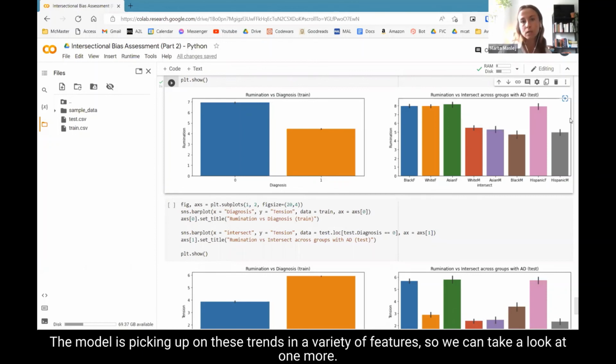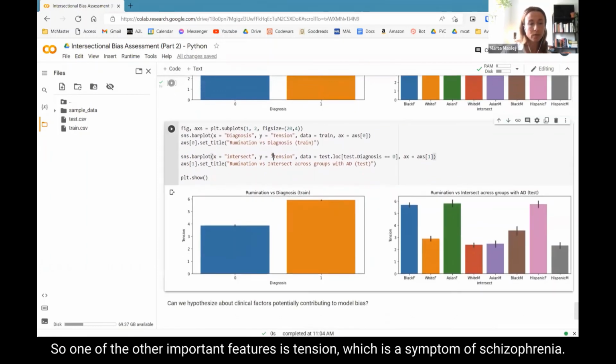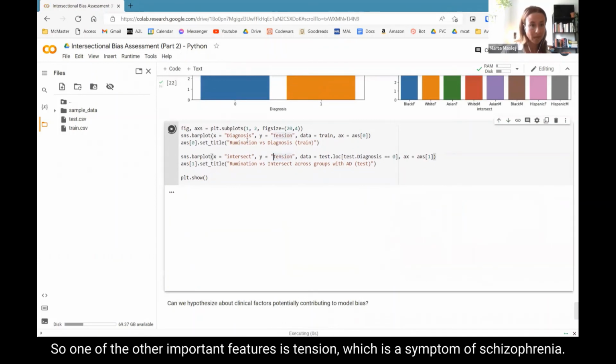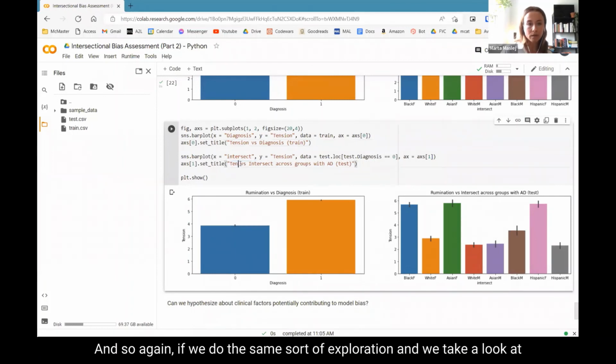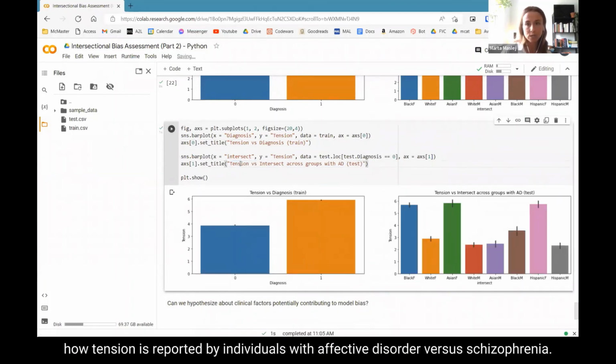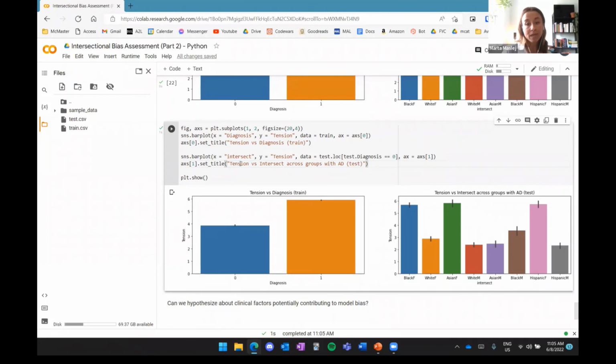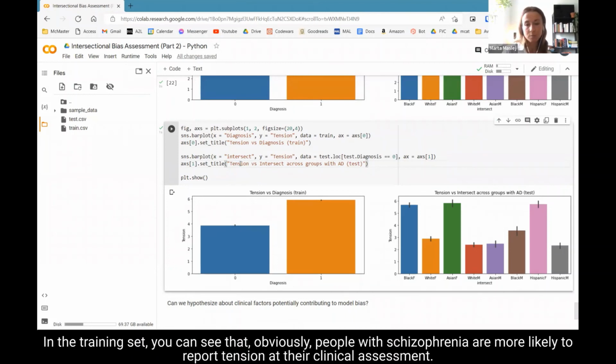But of course, the model is picking up on these trends in a variety of features. So we can take a look at one more. One of the other important features is tension, which is a symptom of schizophrenia. And so again, if we do the same sort of exploration and look at how tension is reported by individuals with affective disorder versus schizophrenia in the training set, you can see that obviously people with schizophrenia are more likely to report tension at their clinical assessment.